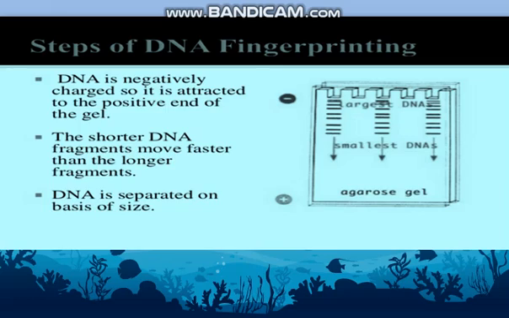So this is the process of gel electrophoresis: in the agarose gel, the different sized DNA fragments are put on it and electric current is passed, and DNA is negatively charged. So DNA fragments move towards the positive charge, and the small fragments of DNA move faster, and the large fragments move slower. So DNA is separated on the agarose gel on the basis of the size of the DNA.